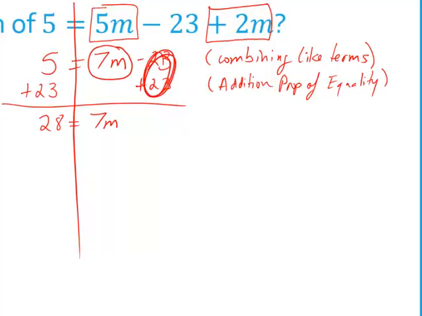Now next step, we need to get this m by itself, the variable. We need to isolate it. In order to do that, we need to get rid of this 7. So we have 7 times m, and that's multiplication. The inverse operation of multiplication is division. So in order to get rid of the 7, we have to divide both sides by 7. And that will be the division property of equality.